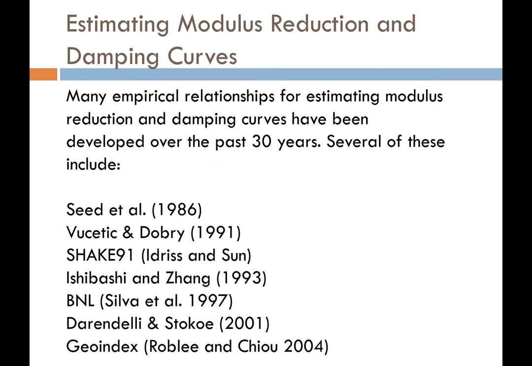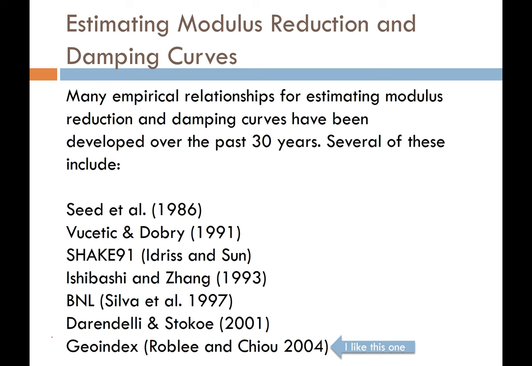I mentioned that there have been several different relationships developed and published for many, many soil types for modulus reduction curves and damping curves. Several of these equations are listed here. You can see they go all the way back into the 80s.